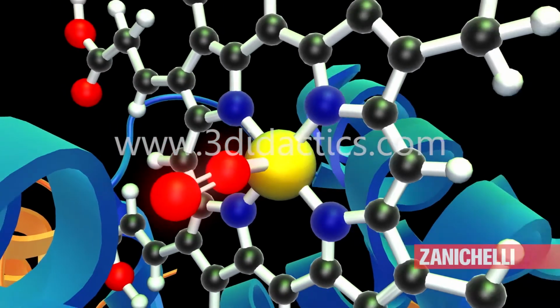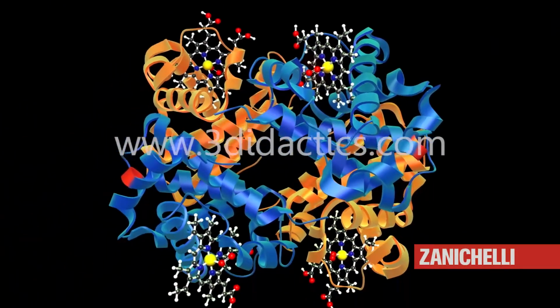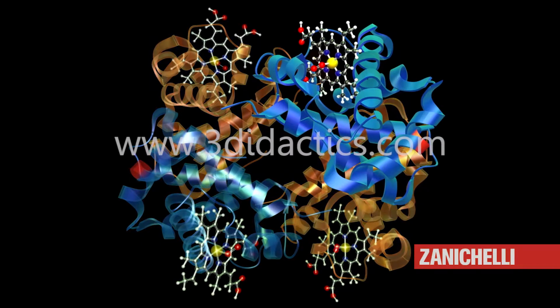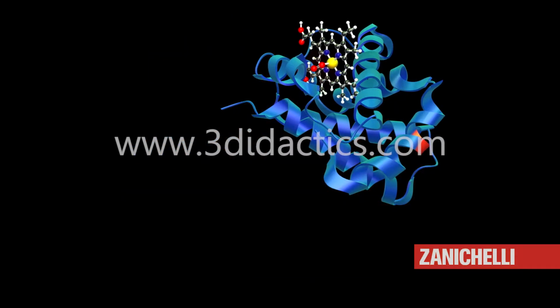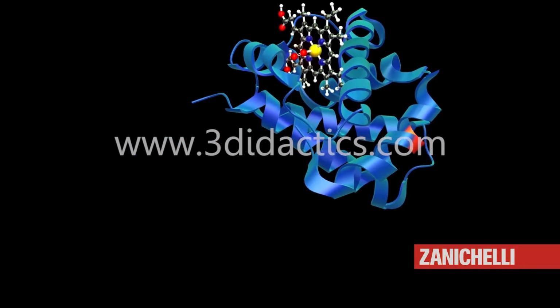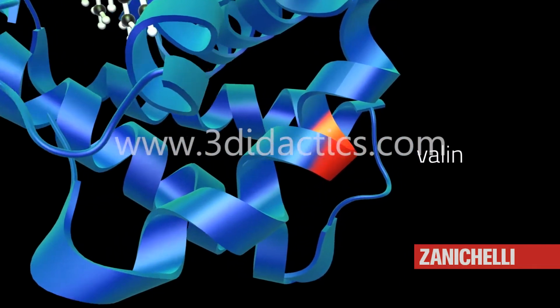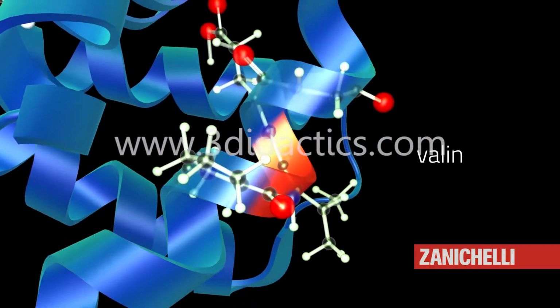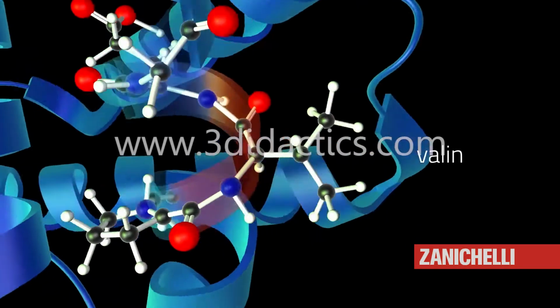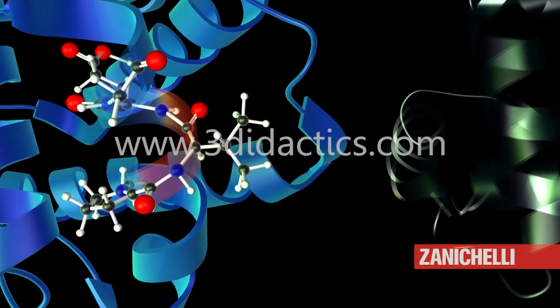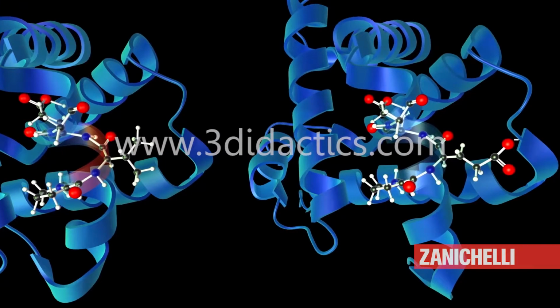Those with sickle cell anemia have hemoglobin with a different amino acid on the beta chains, shown here to view it closer. It involves the valine amino acid, which is located on the alpha helix close to the amino terminal end of the chain. In a normal protein, glutamic acid occupies this same position.